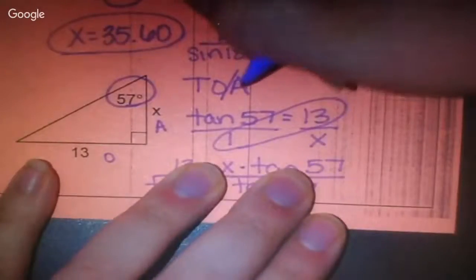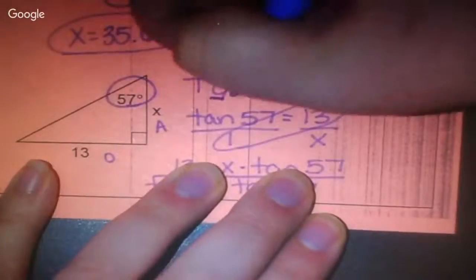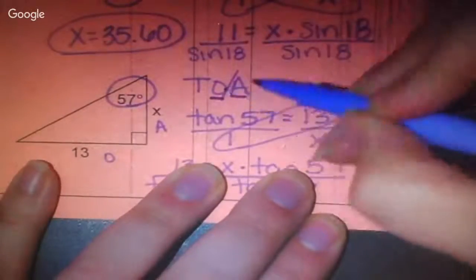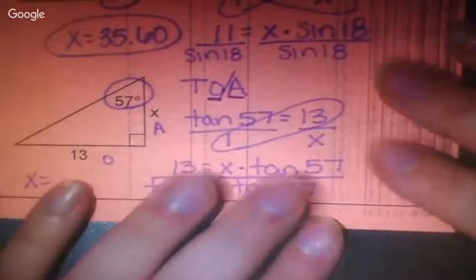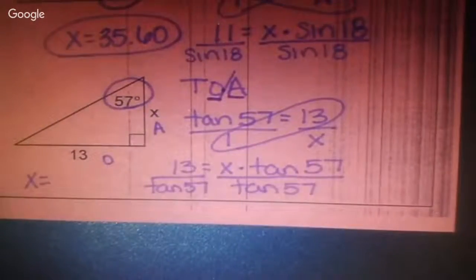So the order that this goes in, opposite, adjacent. Opposite goes first, adjacent goes second. Every time. So OH, opposite goes first, hypotenuse goes second. This is why I love SOHCAHTOA. It literally spells it out for you. It's always going to be that.